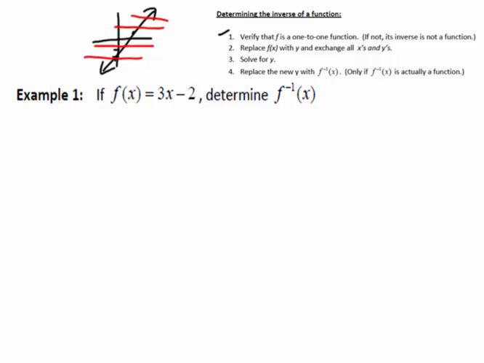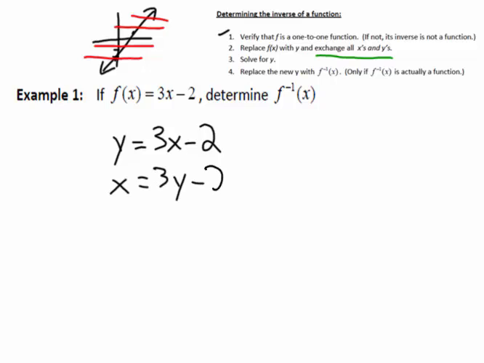Well, now let's follow the next step. We're going to replace the f of x with a y. Everything else stays the same. And now we're going to exchange all the x's and y's. Reverse them. When you think inverse, think reverse. So instead of this being y equals 3x minus 2, it's going to be x equals 3y minus 2. There's our second step. Replace f of x and exchange x's and y's.